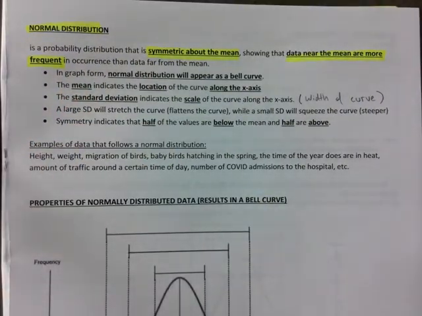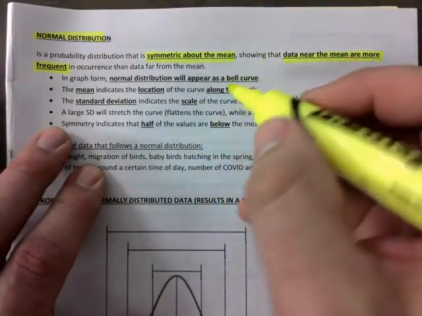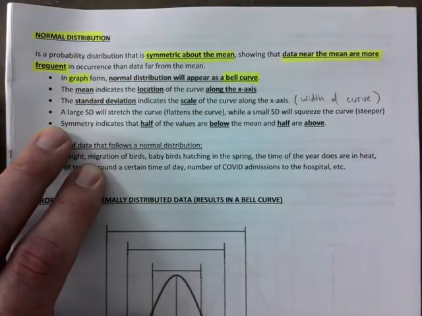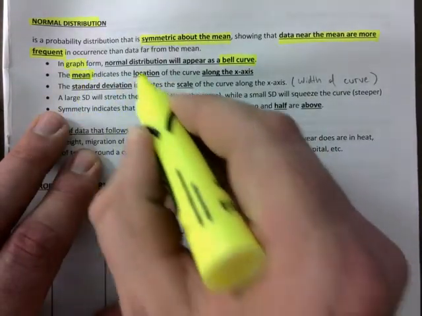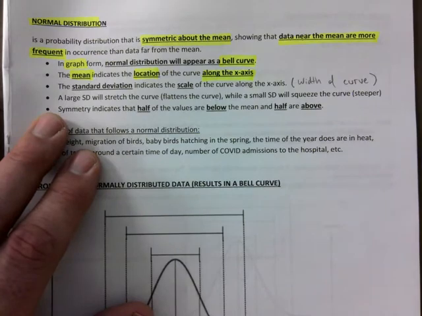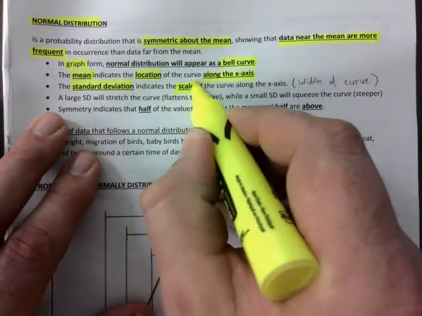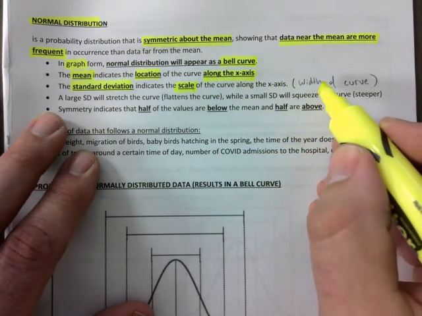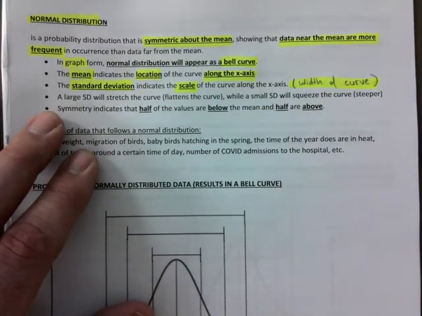In graph form, normal distribution will be a bell curve. Watch this. The mean indicates the location along the x-axis, and the standard deviation indicates the scale of the curve along the x-axis. And I just added this on the side. Can you add this as well? It's basically telling you the width of the curve.